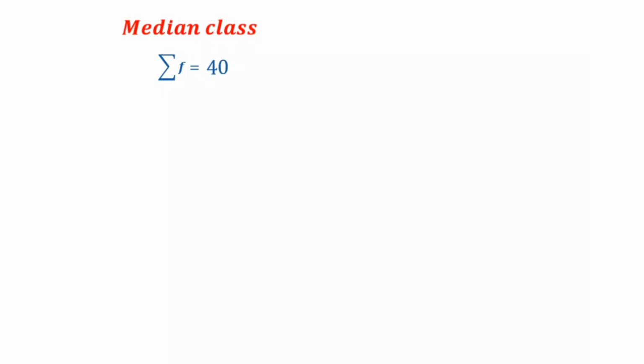So the total is 40. Is it even or odd? It's obvious that it's an even number, because we have 40. If it is even for grouped data, then we need to find the half of this. The answer we get becomes our position. Then we go to our table and find the position of that.